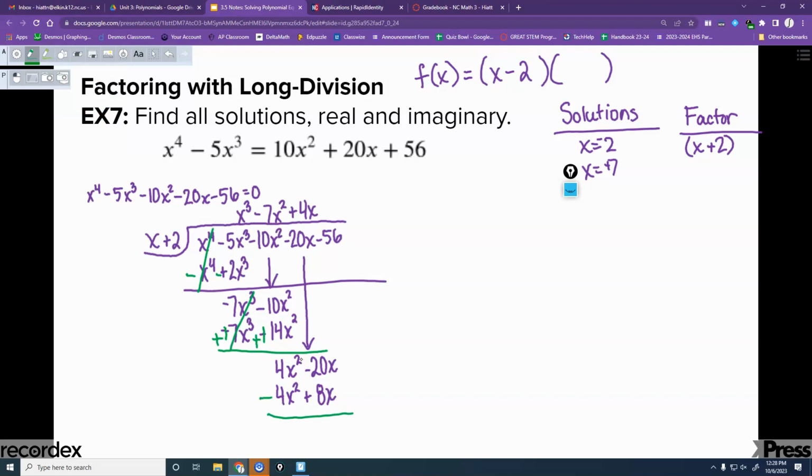So we're subtracting here. 4 minus 4 is 0. That goes away. Here we're doing negative 20x minus 8x, which gives us negative 28x. We've got to bring down.